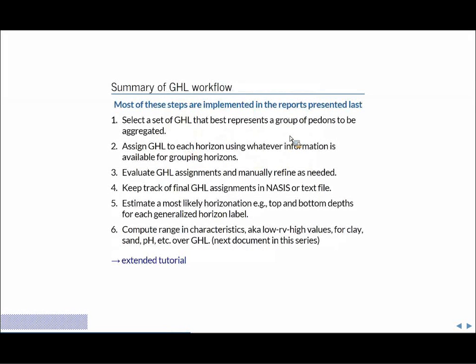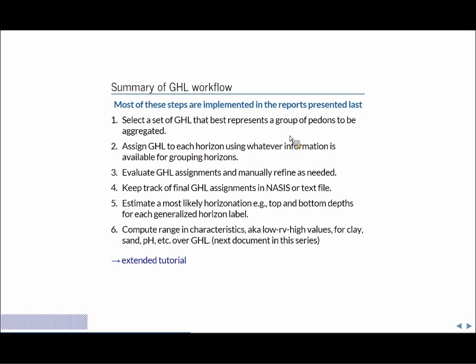As far as a workflow, most of these steps have been done to create the reports that we're going to show later on in the presentation. This process is at the core of how we create these data summaries. Our first step is to select a set of generalized horizon labels that best represents the whole group and the morphology concept that we want to convey.